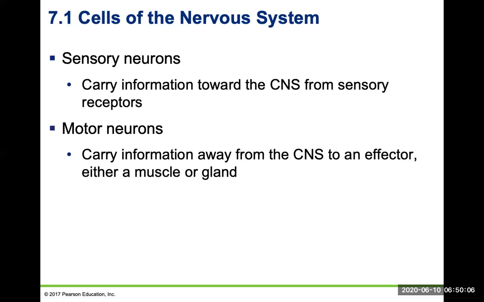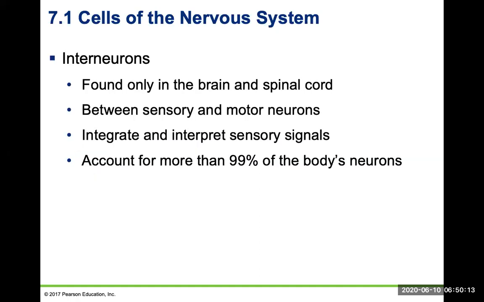So sensory neurons and motor neurons, you can see there what they do. Interneurons are found only in the brain and spinal cord. They're between the two, sensory and motor neurons. They account for about 99% of the body's neurons.